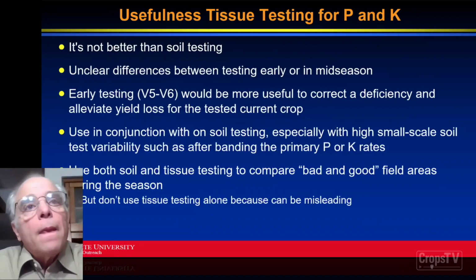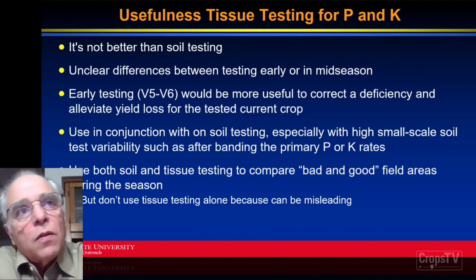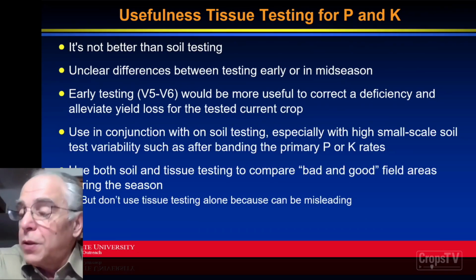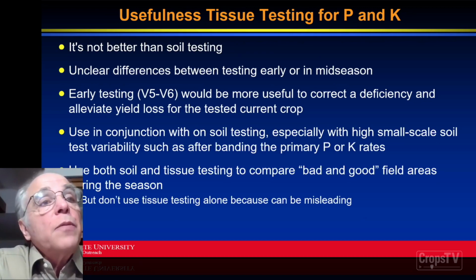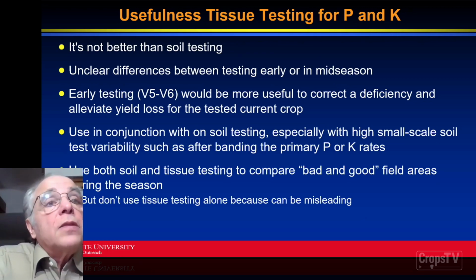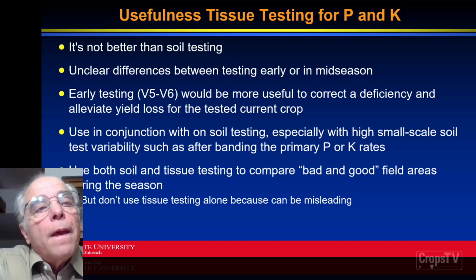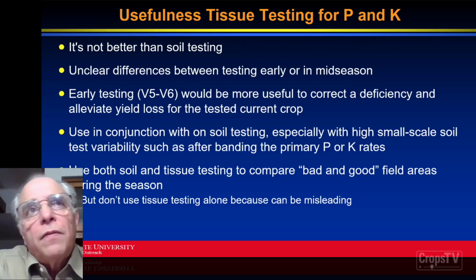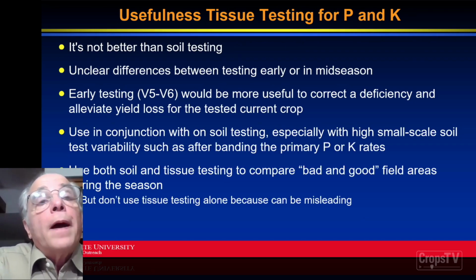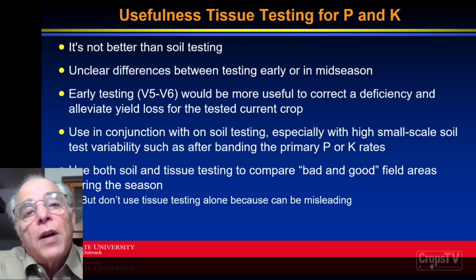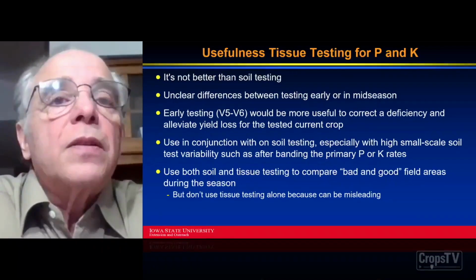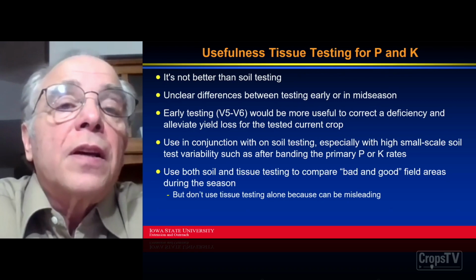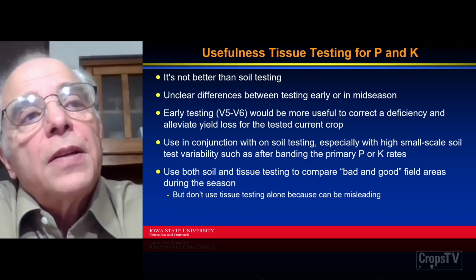So, what is the usefulness of tissue testing for P and K? Okay, these are my conclusions, and I guess Dr. Sawyer agrees. It's not better than soil testing, okay? There are unclear differences between testing early, say at the B5, B6 stage, or mid-season. Now, if you look at the graph, you will see that the concentrations are widely different. They are higher in early stages and lower in late stages.